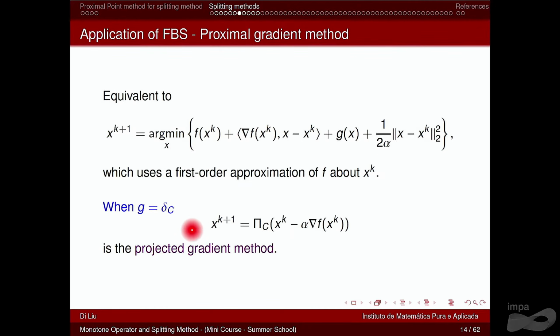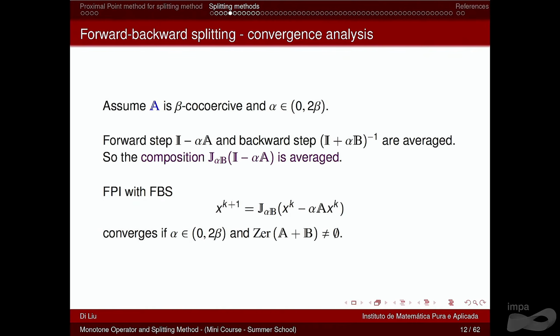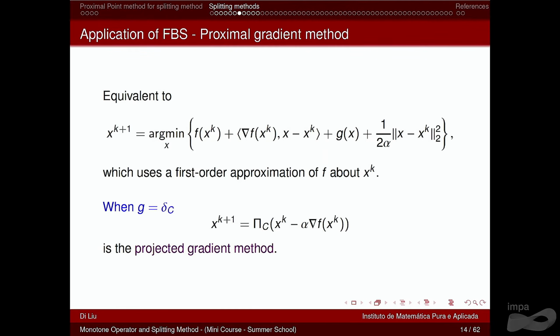And if the function g in the problem becomes the indicator function delta_C of some closed convex set, then the proximal operator of g will become the projection. Sorry, here it is a projection onto C, and then this FBS becomes the projected gradient method for solving the constrained problem.